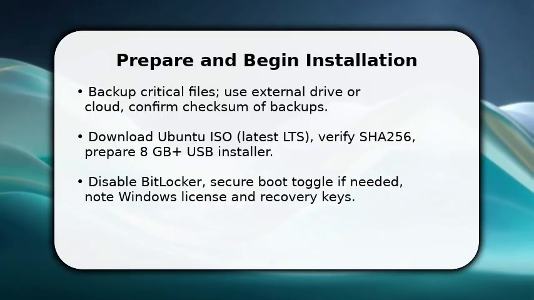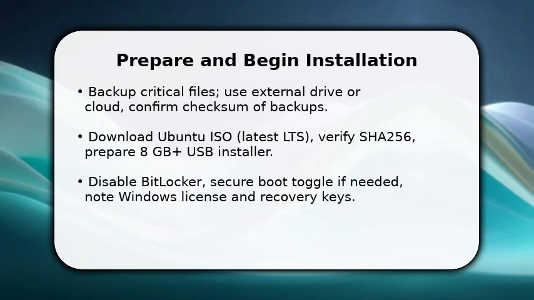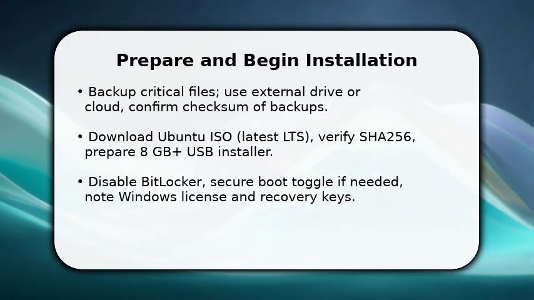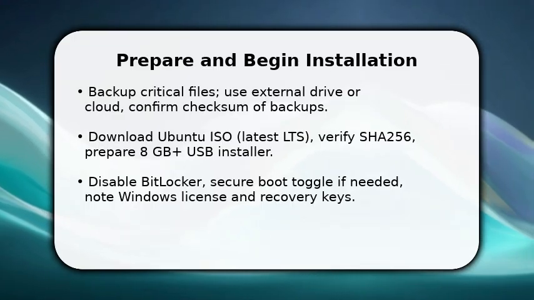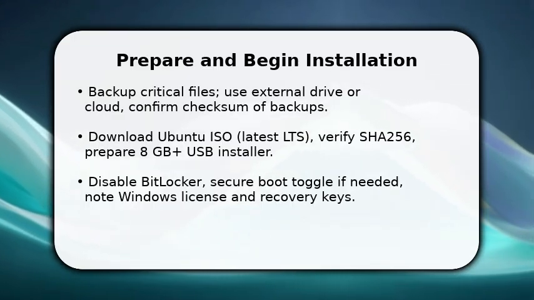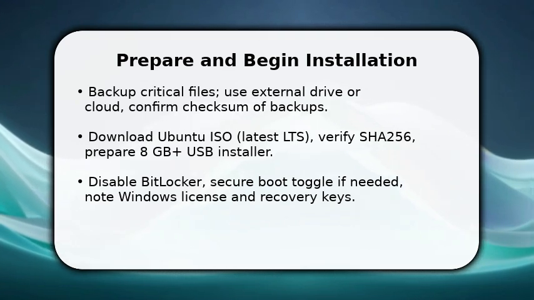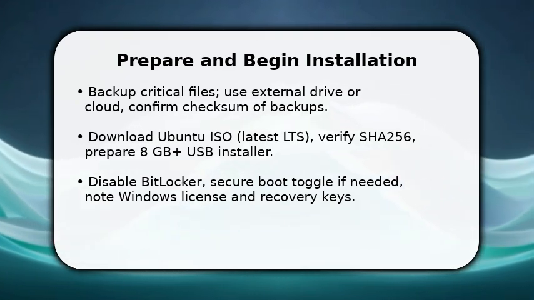Create a bootable USB with Rufus or balenaEtcher on Windows. Choose GPT for UEFI or MBR for legacy. Once done, disable BitLocker and, if necessary, toggle Secure Boot in firmware. This prevents install interruptions and lets the installer run cleanly.